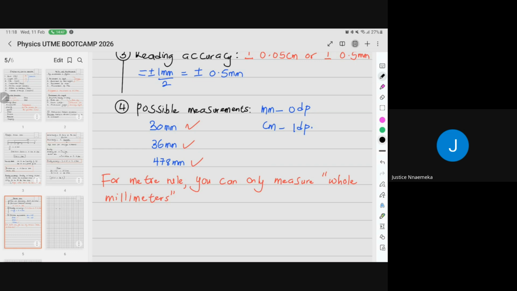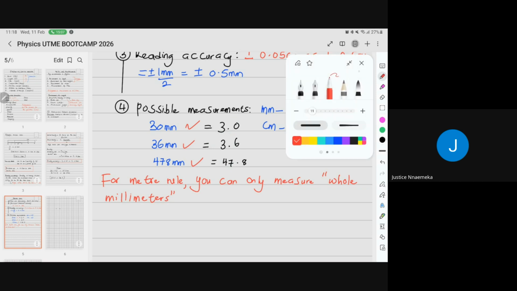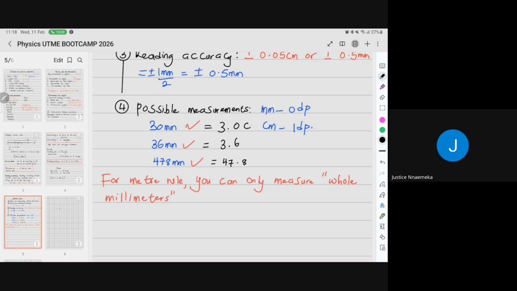Now, in terms of centimeter, please pay attention. 30 divided by 10 is what? It is 3, right? So you're going to have something like 3.0. You're going to have 3.6. You're going to have 47.8. Observe something: you always have one decimal place. Remember, this is centimeter. When you start seeing JAMB questions, you understand why I'm wasting so much time doing these things, because it's the basis of everything. Just keep observing this, linking towards one decimal place.